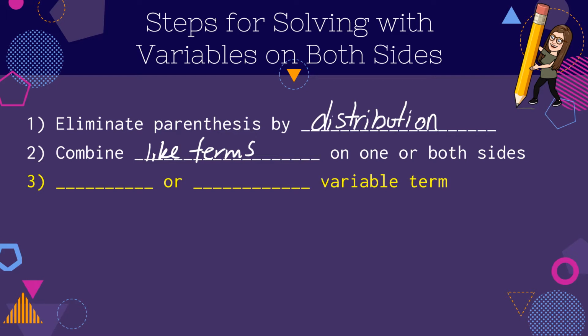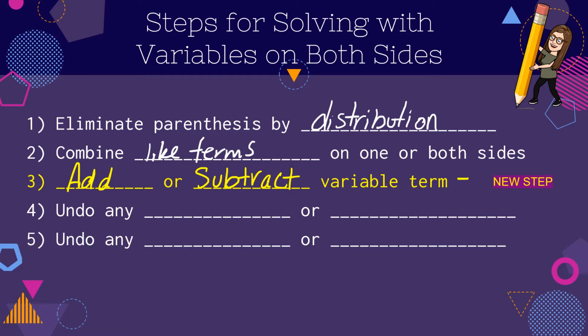Now this is going to be our new step that we're adding today. We are going to add or subtract a variable term. We're going to essentially move the variable to the other side. That's our goal. That's our new step, okay? And then once we've done that, we're going to be at the point of just 2 steps remaining. So we're going back to undoing any addition or subtraction, and then undoing any multiplication or division.